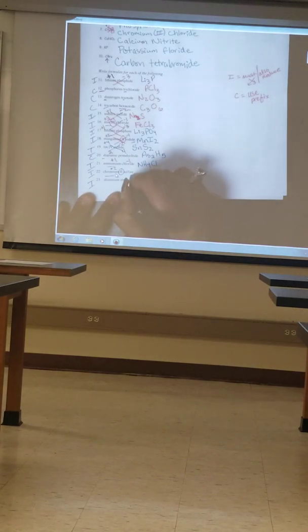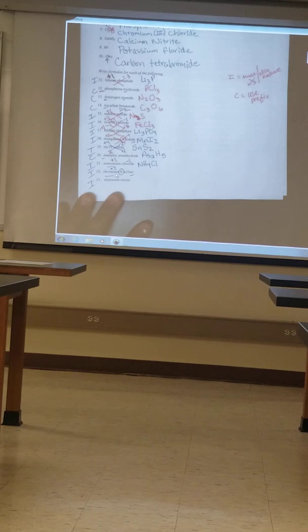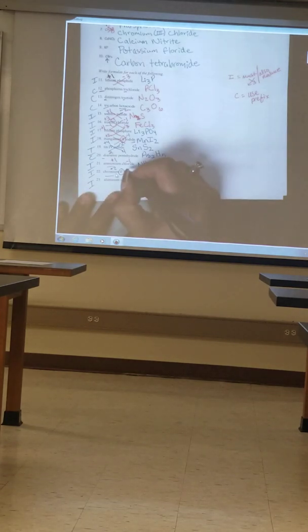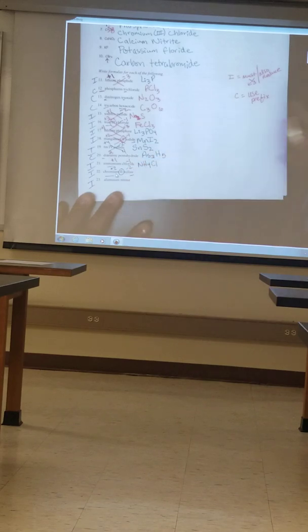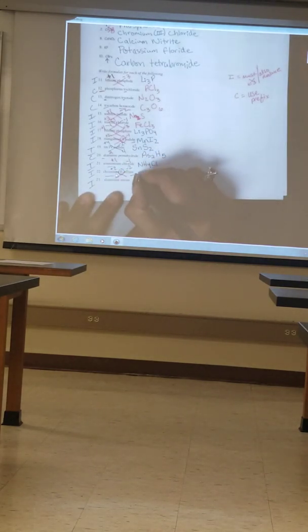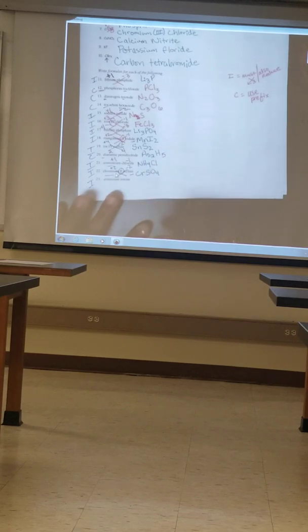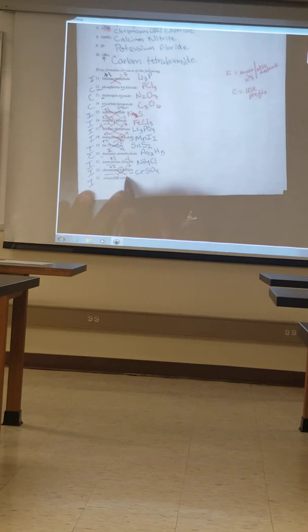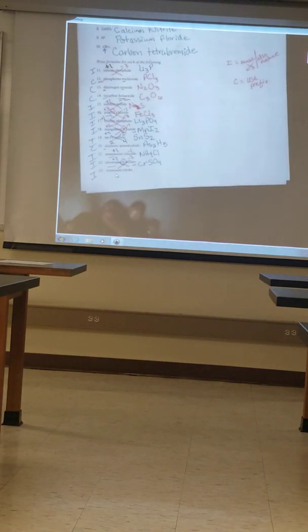Sulfate, ATE, that indicates that that's a polyatomic, because it does not end in IDE. So that's going to have a -2 charge. Reduce, and so in that case, it's going to be CrSO4, okay? The 2 and 2 reduced to a 1 and a 1. Hopefully we all agree on that one.